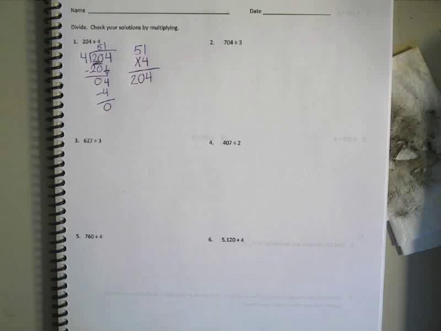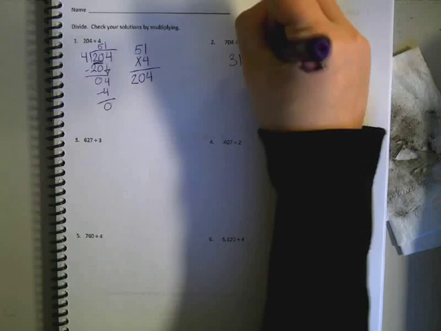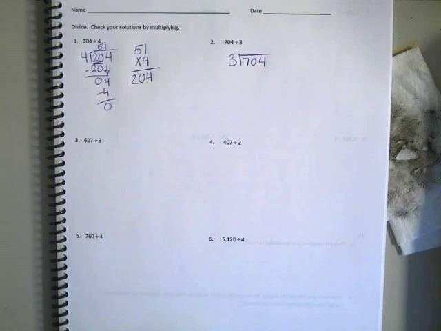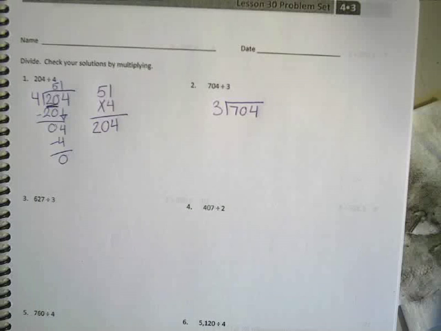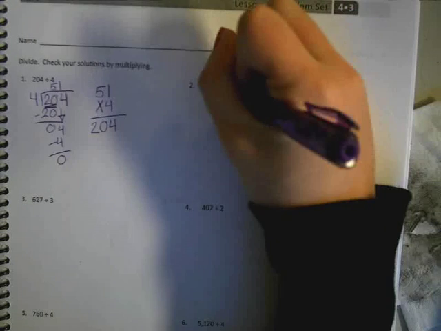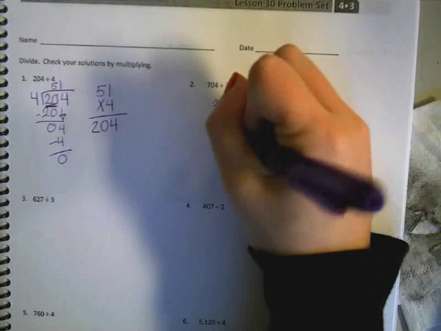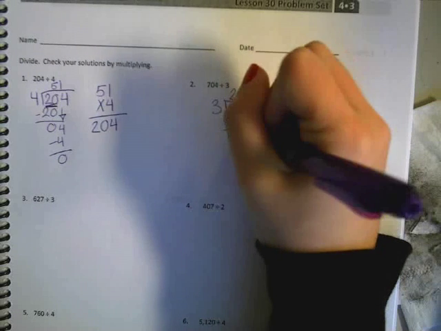All right, actually, let's do number 2 together. Let's do this one together. All right, set it up. Who can tell me my very first step that I need to take? Jesselyn? All right, who can help her out? How many times can 3 go into 7? Kaylee? 2. 3 times 2 is 6. Subtract. And bring down our 0.